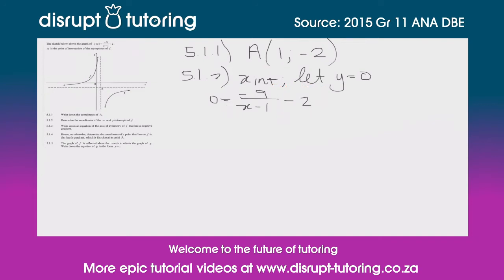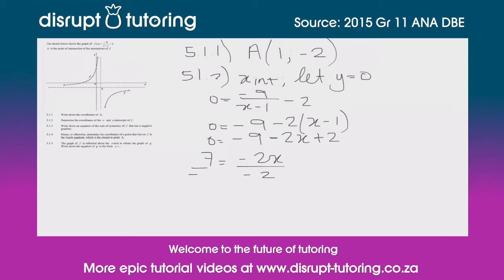So 0 times anything is always going to be 0. Then we know that's going to stay minus 9. And then we're going to have minus 2 brackets x minus 1. The brackets are so important because it means we need to use some distributive law. So it's going to be minus 2x plus 2. Right, so now we've got minus 9 plus 2. That's going to give us minus 7. We're going to take that to that side, the minus 7, which will become a positive 7. And then we've got minus 2x left. Once we are there, we can now divide both sides by minus 2.